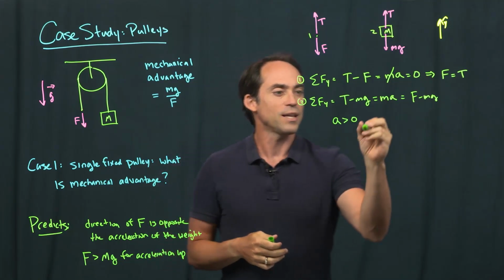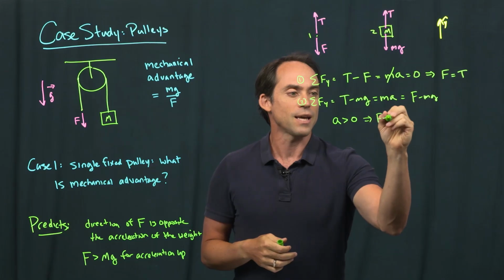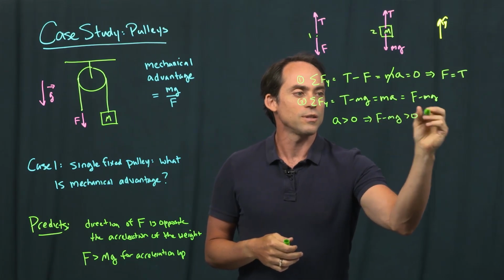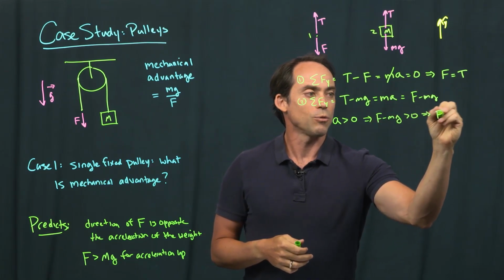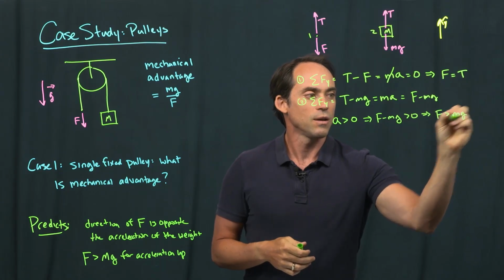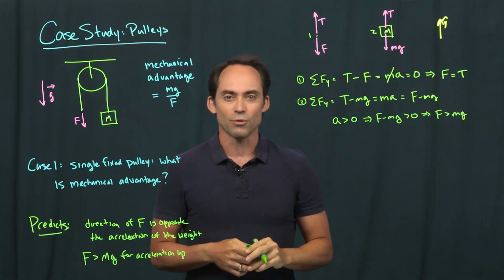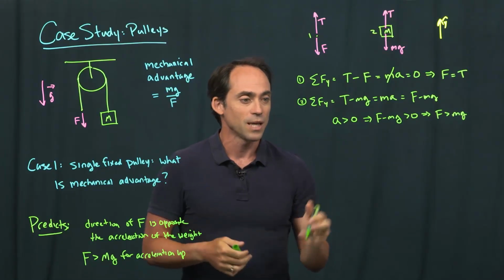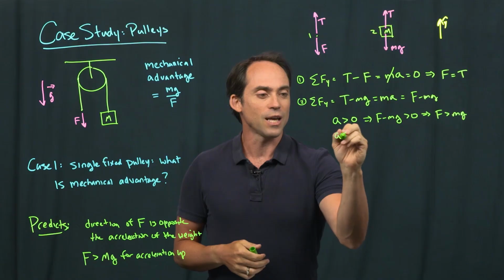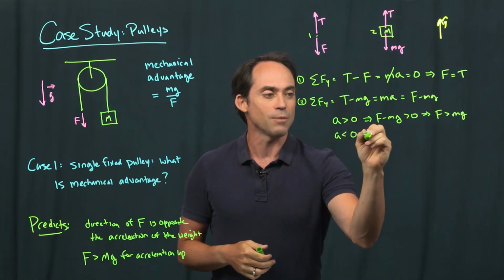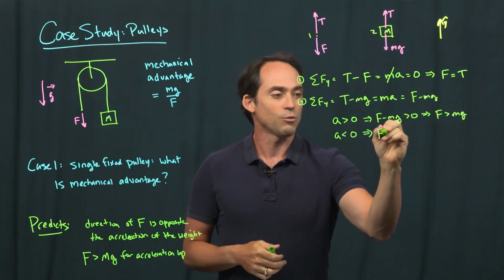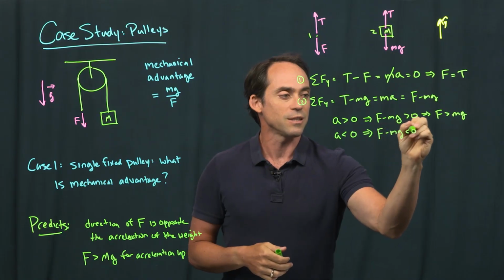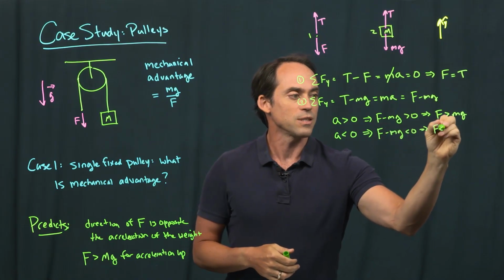Well, the only case for that to happen is when F minus mg is greater than 0, and that means that the force is greater than mg, which is exactly the prediction I made for the case where we'd have to have a force greater than the weight in order to accelerate this object up. And similarly, if I wanted to look at the case where the acceleration is down, or this object is falling down, that's force minus mg is less than 0. So that's a case where the force is less than the weight.